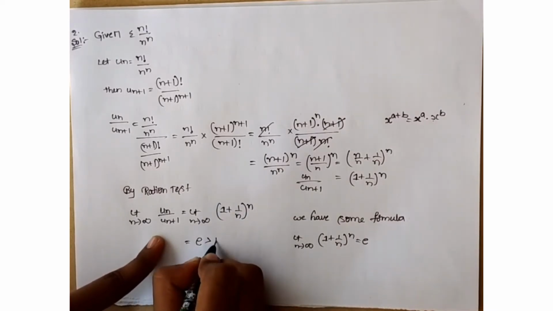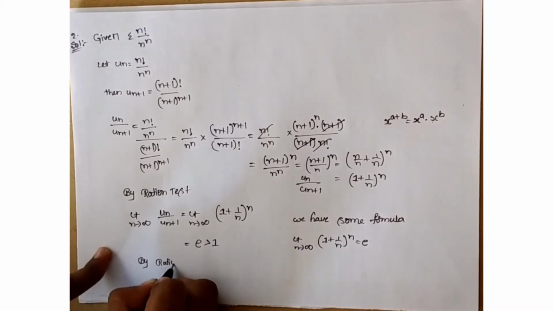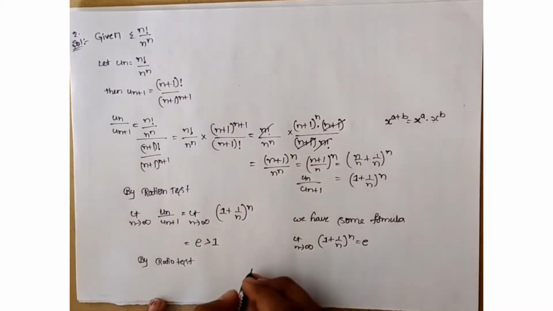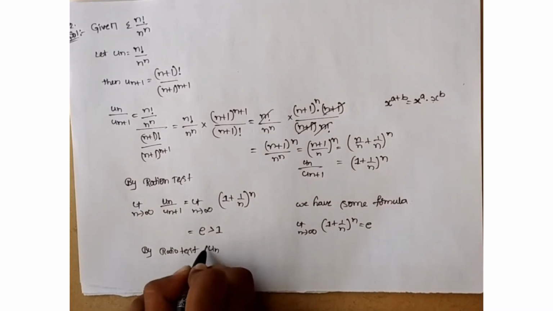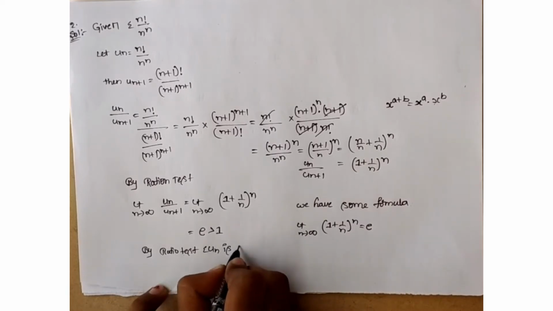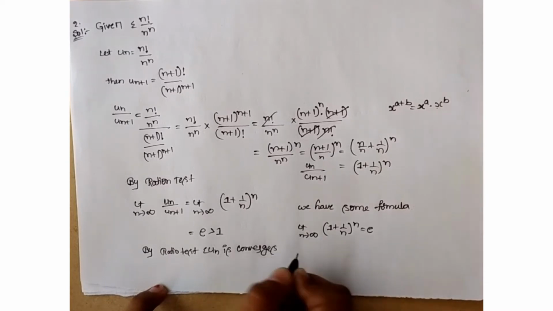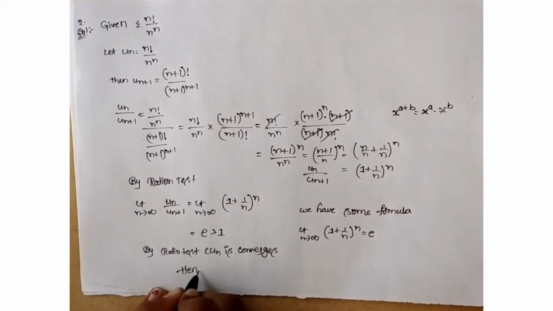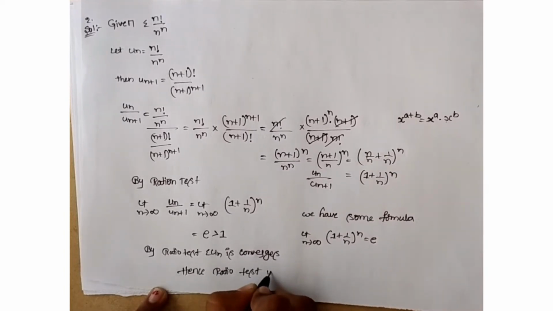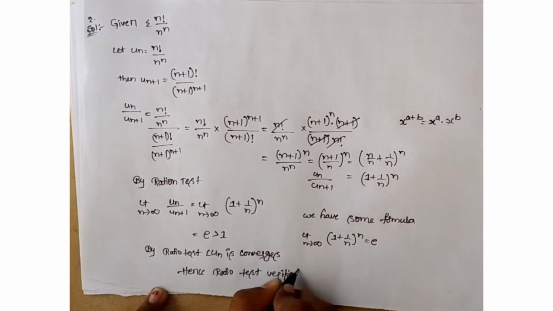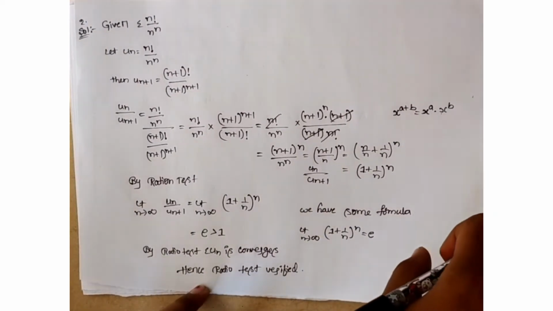e is greater than 1. By ratio test, the summation Un converges. Hence, ratio test verified. This is the required solution. It converges.